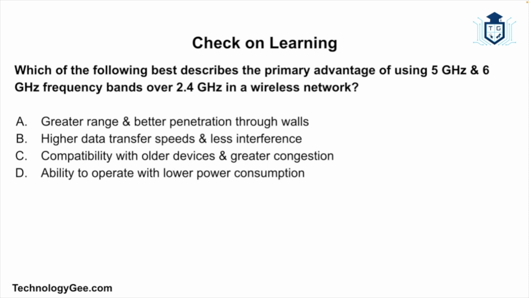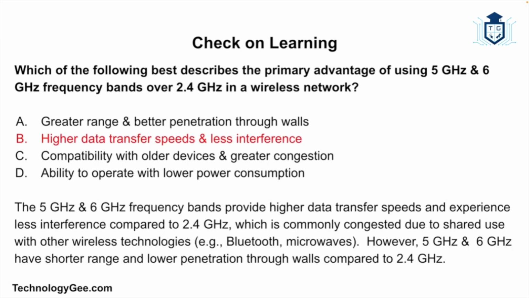All right, now with all of that being said, let's do some check on learning. The first question is, which of the following best describes the primary advantage of using 5 gigahertz and 6 gigahertz frequency bands over 2.4 gigahertz in a wireless network? Would it be greater range and better penetration through walls? Higher data transfer speeds and less interference? Compatibility with older devices and greater congestion? Or ability to operate with lower power consumption?